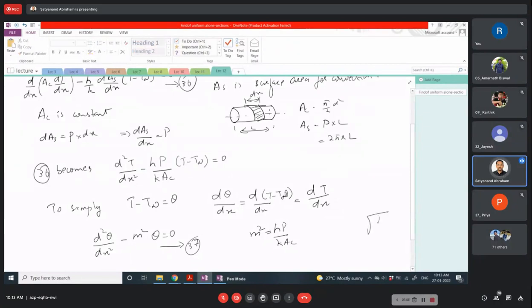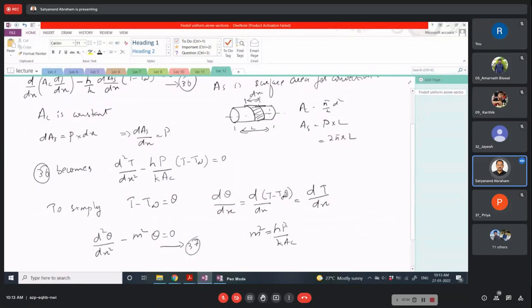the solution for this is going to be hP by kAc and all. So every time writing hP by kAc, root of hP by kAc, is a bit inconvenient. So that's why we are calling the whole thing m square now, and root of hP by kAc is going to be m. That's why we are calling it m square.